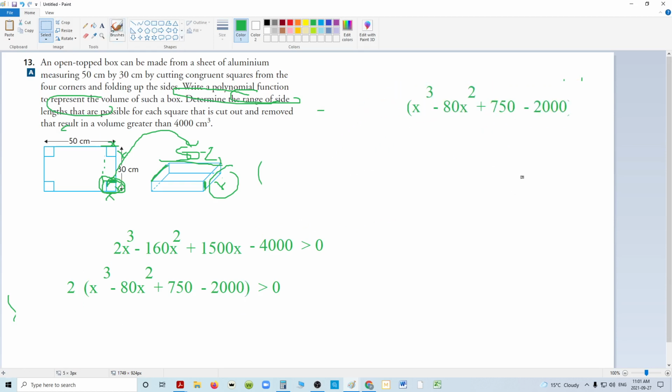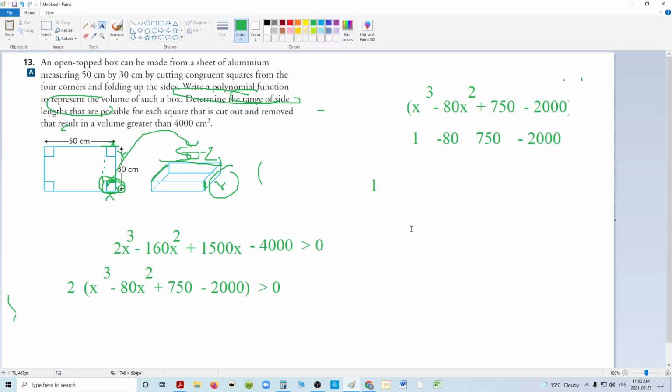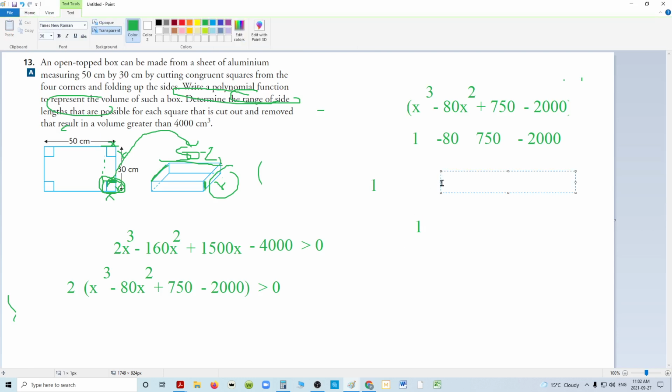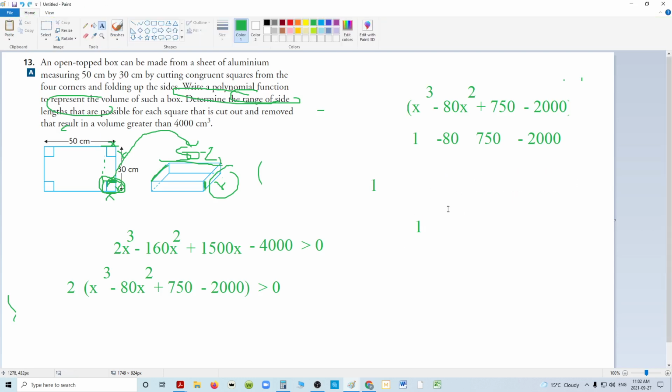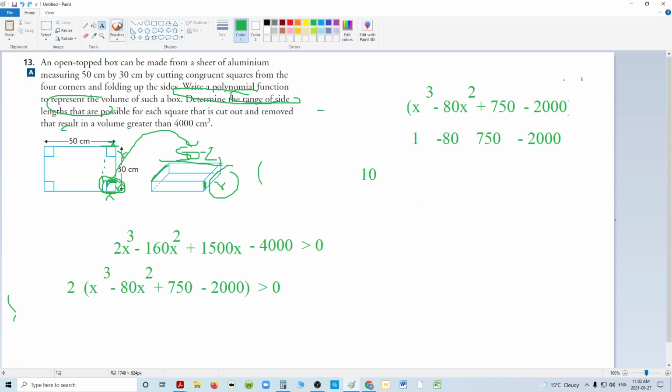There's a good chance they're going to give us one dimension. And the numbers we're working with are 1, minus 80, 750, and minus 2000. So normally what I would suggest is grab a calculator, but I'm going to just try a couple of dimensions here. 1, I know that's not going to work. So what's a couple of factors? Let's try 10. Oh, and by the way, I also know it's going to be minus because, no, 10 is what I'm going to start with because I want a positive dimension.